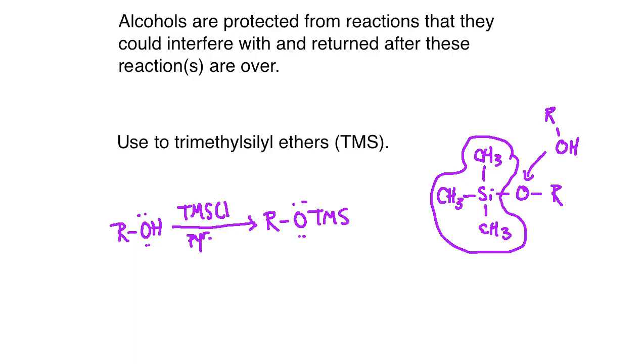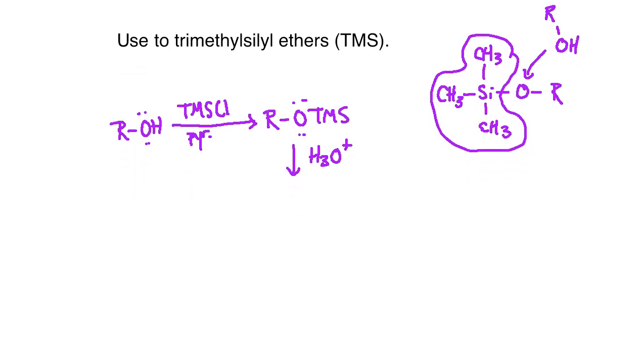So when you're ready to deprotect, all you have to do is run this reaction through acid. So one of the things that tells you is that if you are trying to protect the alcohol from acidic conditions, you're not going to use a trimethylsilyl group, because trimethylsilyl will fall apart in acidic conditions. And most of the time when you're protecting alcohols, you protect them from bases more than you do from acids, as a general rule.